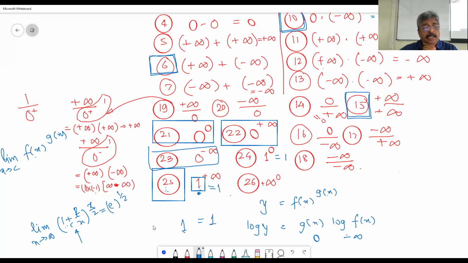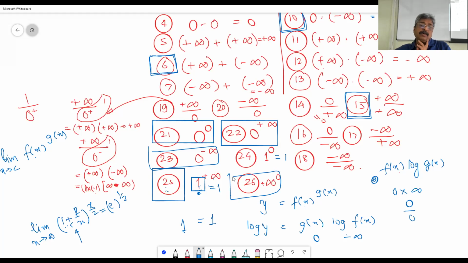Okay, and what about 26? 0 into f of x log g of x. Again f of x is 0 and log g of x is tending to plus infinity, therefore this is 0 multiplied by infinity, so this is also indeterminate. So there are many among the 26 that we have listed that are indeterminate, but a few of them are looking alike.